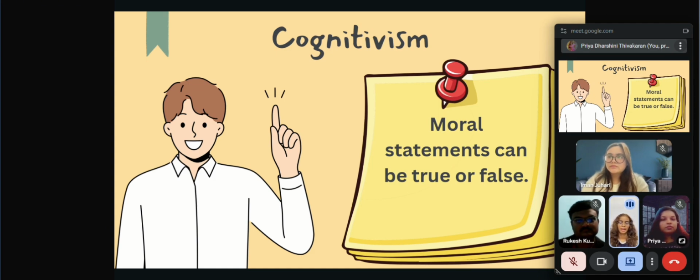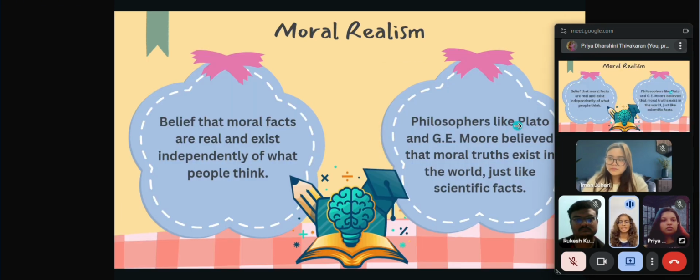Cognitivism means that moral statements can be true or false. When someone says killing is wrong, they are not just sharing an opinion or feeling, they are making a statement that can be judged as true or false, just like saying the sky is blue. Moral realism is the belief that moral facts are real and exist independently of what people think. This means some actions like killing are truly wrong everywhere and for everyone.